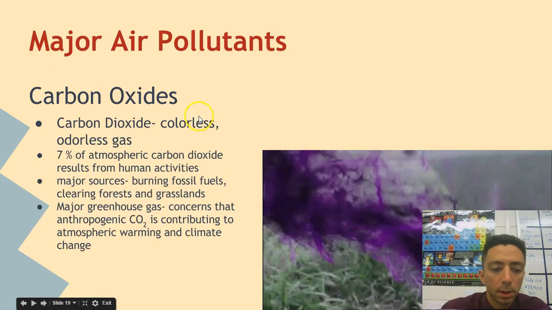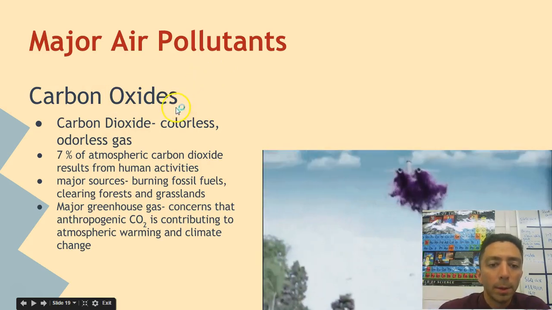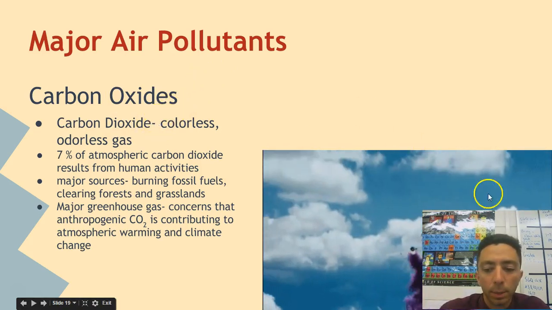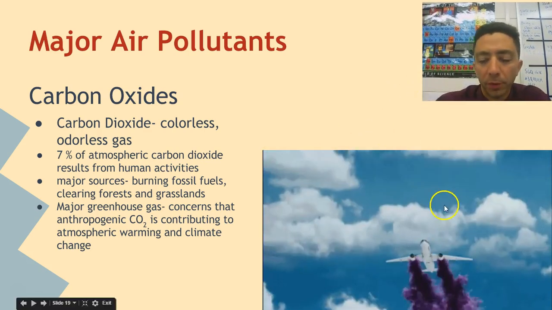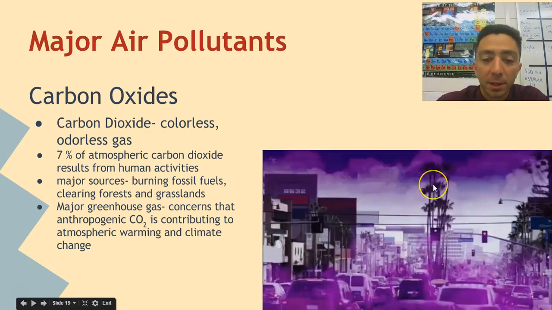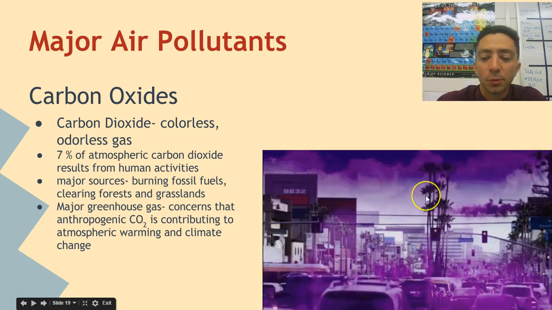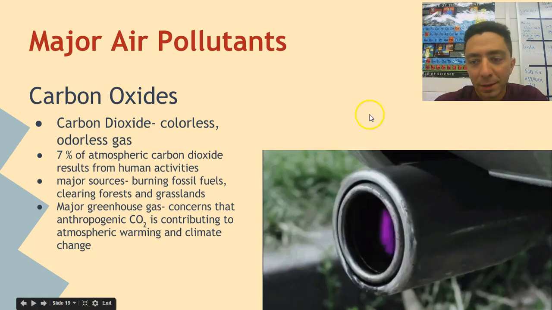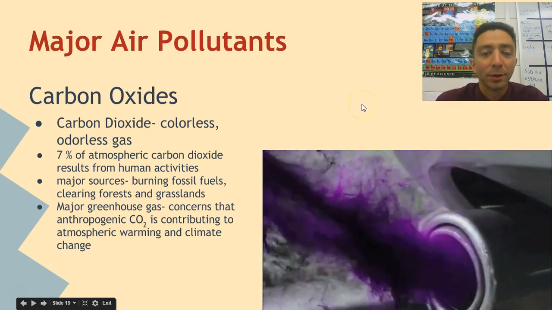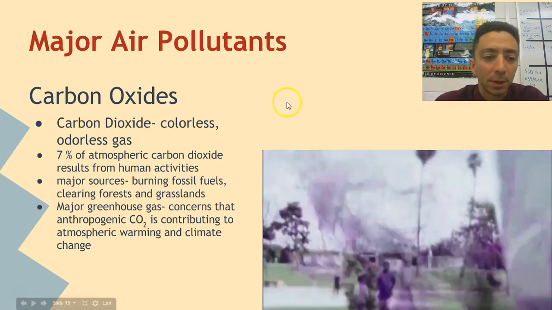Let's go to the next slide. Carbon dioxide is another air pollutant. I've got a little video here, which is why we had that delay. What the video is showing is what our cities and cars would look like if carbon dioxide was not a colorless gas. I thought it was kind of neat to put in here. I'm not sure how accurate it is, but it's certainly something to consider.